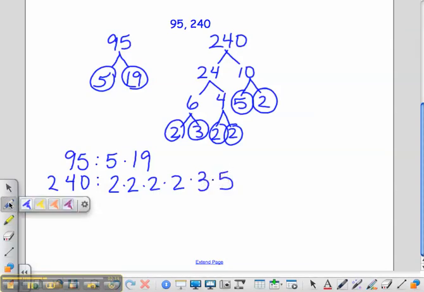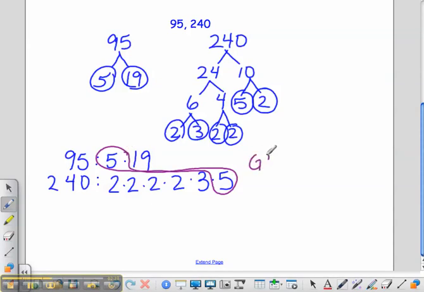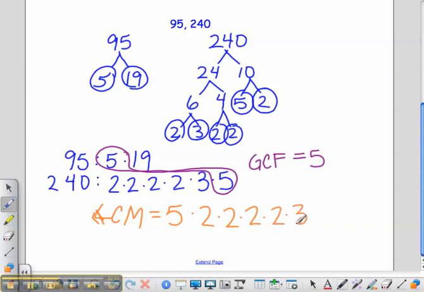Now, when you are finding the least common multiple, we find the prime factors that they have in common, just like we do for the GCF. They only have the 5, therefore, the GCF is equal to 5. However, the least common multiple is equal to anything that's paired up, so that's the 5 in this case, times everything else not circled.